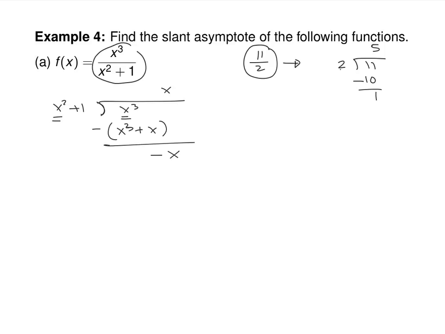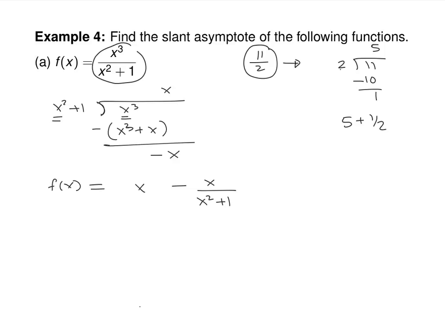Okay. And negatives are the bane of your existence in this process of long division. So what this says is that your function f of x is the same thing as x minus x over x squared plus 1. Kind of like 11 over 2 is 5 plus a half, right? Or 5 and a half. How could you check that you were right? You could get a common denominator, couldn't you? This undoes that common denominator process.